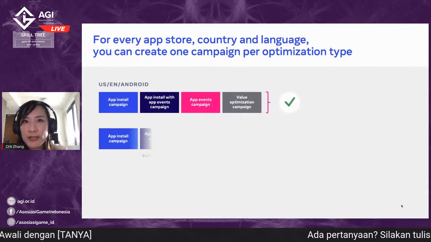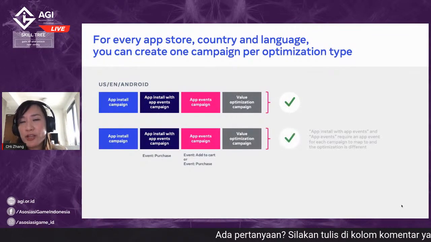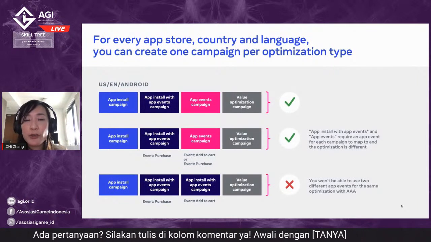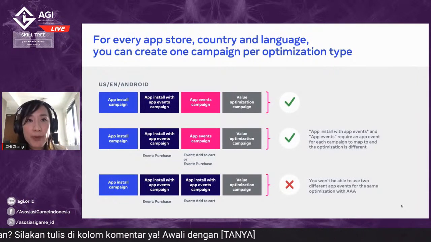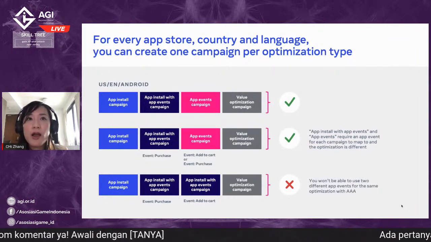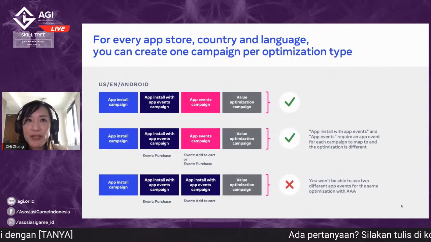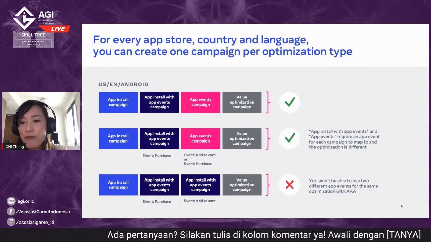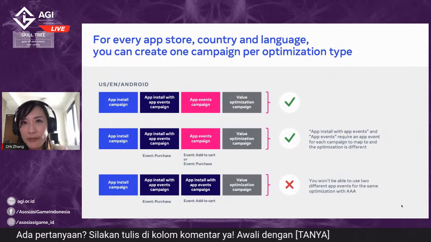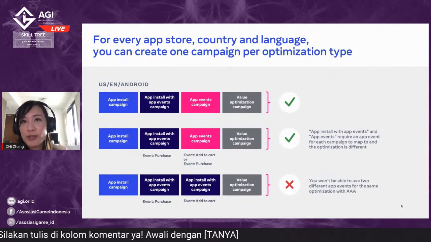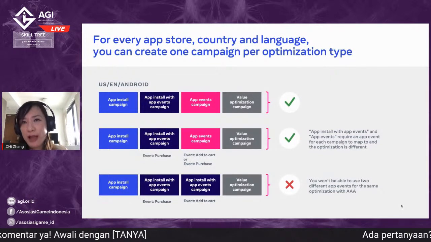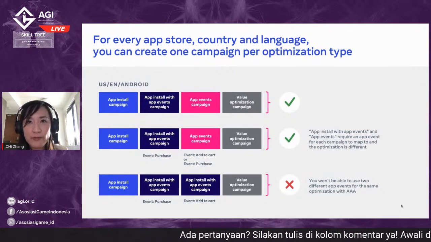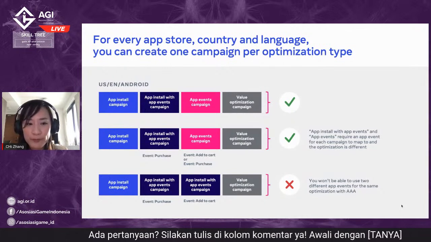It is also worth noting that since AAA is really targeting the widest audience possible, currently you can only create one AAA campaign per optimization type per app ID. So you will not be able to create multiple AAA campaigns for the same optimization type. This is also an effort to reduce the overlap in terms of audiences and to maximize the budget that you have to the most optimal level.